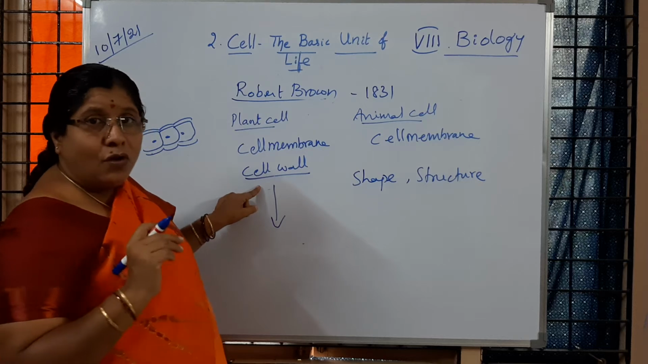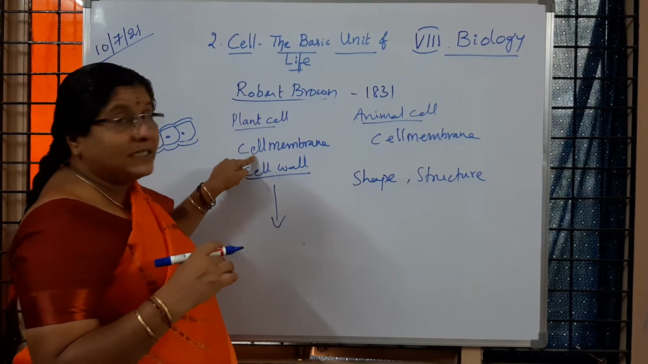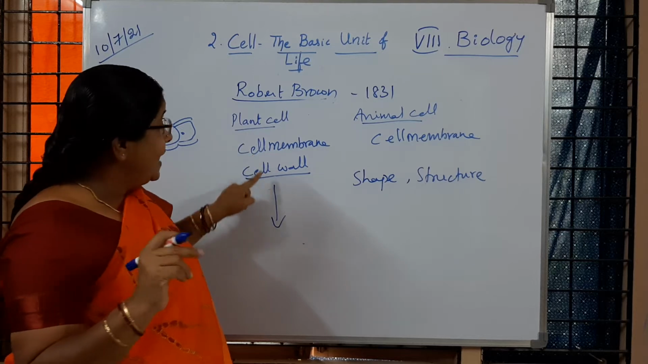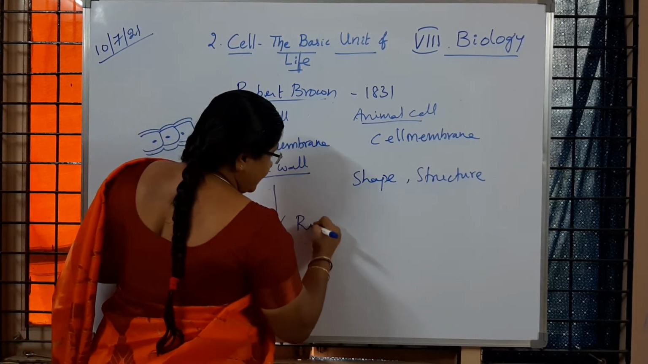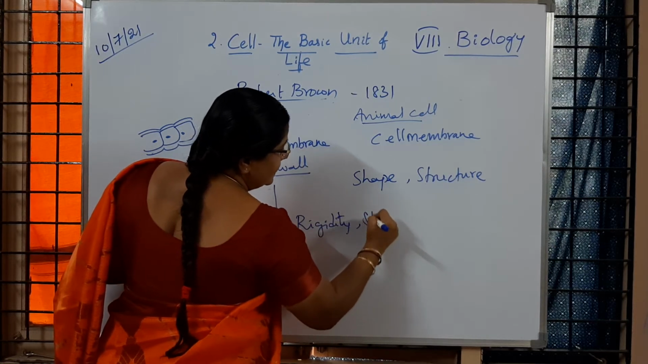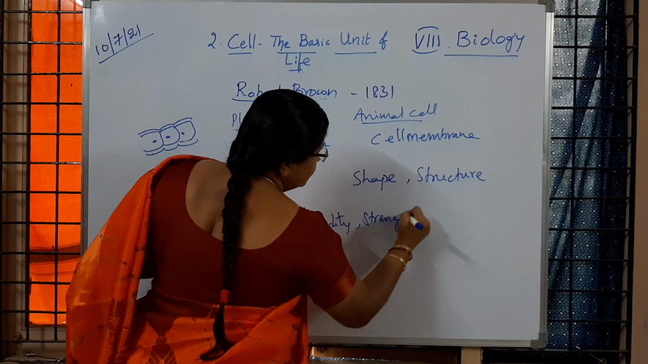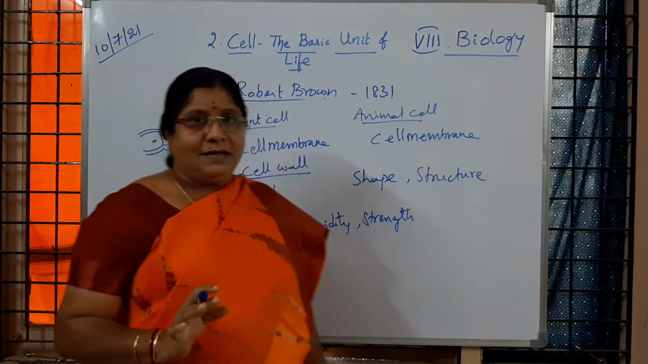So no doubt, the cell wall is covering the plant cell, present above the cell membrane in plant cells only, and the cell wall is giving rigidity, strength, and protection to the plant cell. Is it clear to you?